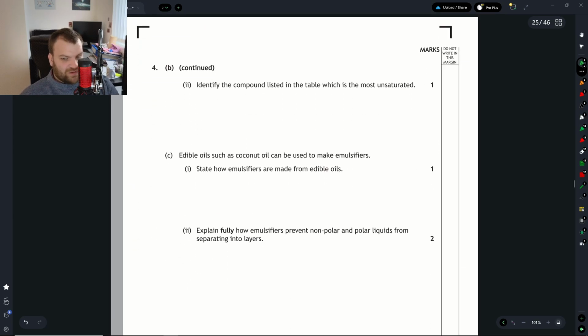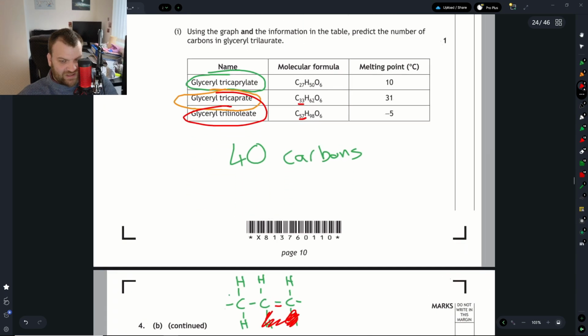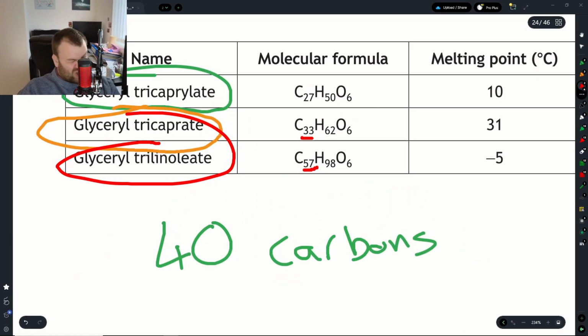Here we're asked to identify the compound which is the most unsaturated. If we had saturated carbons, each carbon would have 2 hydrogens upon it. Anytime you add in a carbon to carbon double bond, making it unsaturated, you lose hydrogens. What I would do in these ones is I'd look at how many carbons there are and predict how many H's there should be. So there should be twice as many hydrogens as carbons. So if you've got 27 carbons, you should have 54 H's. This means that we've lost 4 hydrogens.